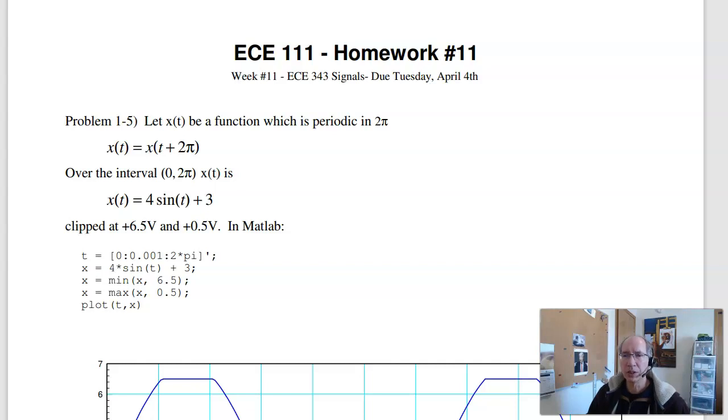Welcome to the solutions for homework set number 11 for ECE 111. Now this homework set looks at Fourier transform.